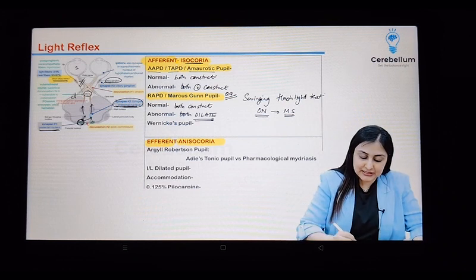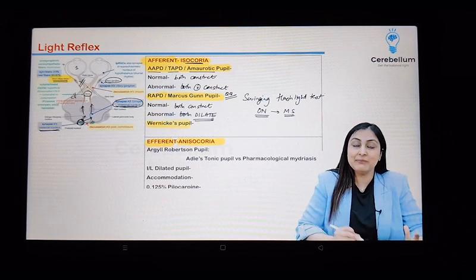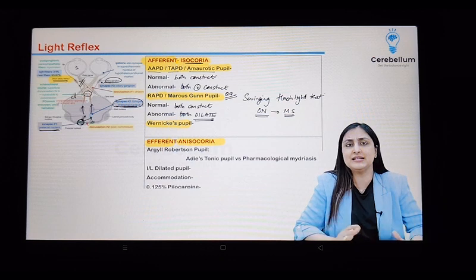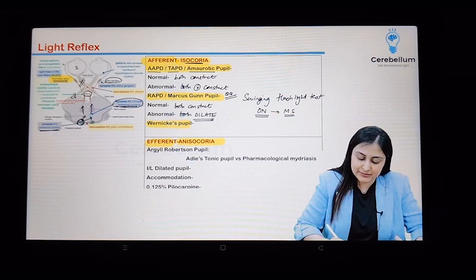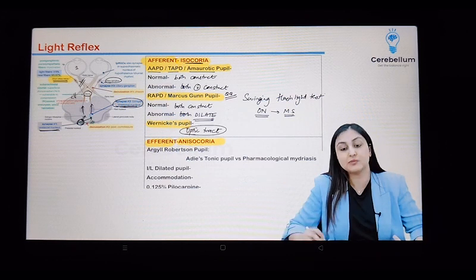Okay. Finally, Wernicke's pupil. Just remember, this is the hemianopic pupil. So here some sort of nasal temporal fields would be mentioned. This is the only one place. And what you want to remember is optic tract. It localizes to the optic tract. That's going to be enough.